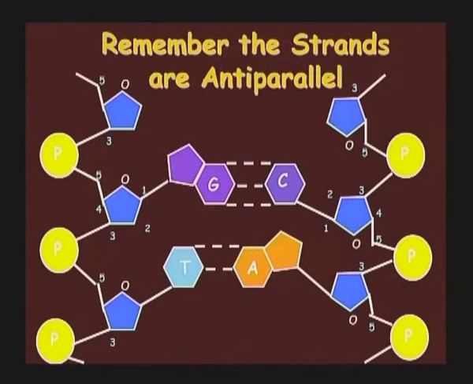And we should also remember the strands are antiparallel. The one strand, as we can see here, is running in the 5 to 3 direction. The other strand is running in the 3 to 5 direction. They are antiparallel, and we can also see that guanine and cytosine are linked with 3 bonds, whereas thymine and adenine are linked with 2 bonds. So the bonding is stronger between G and C in comparison to thymine and adenine.